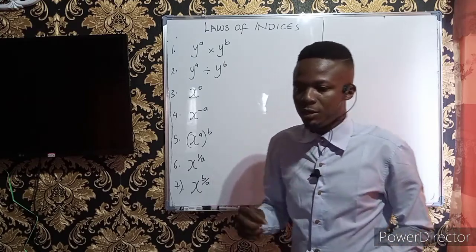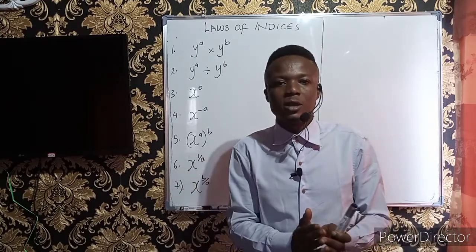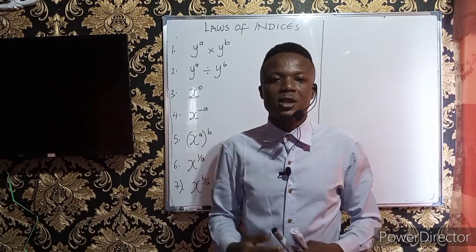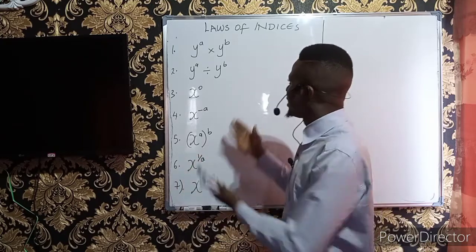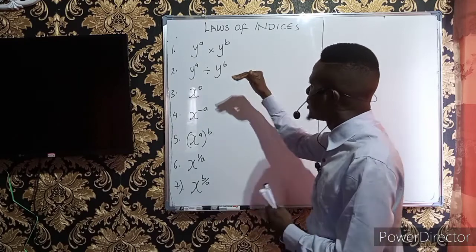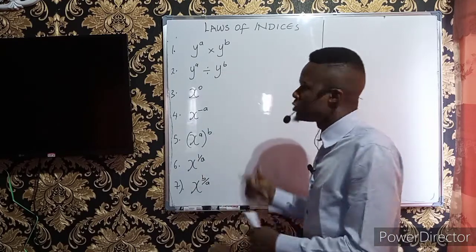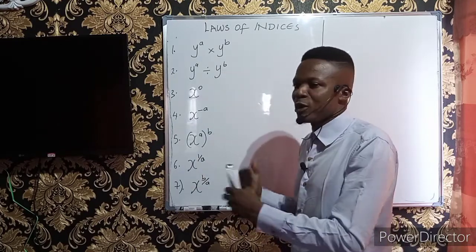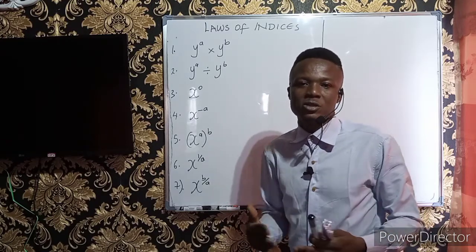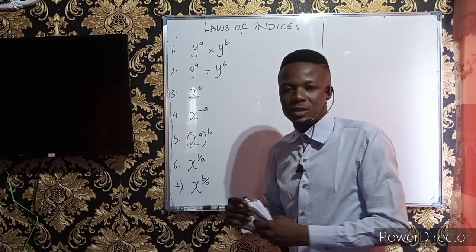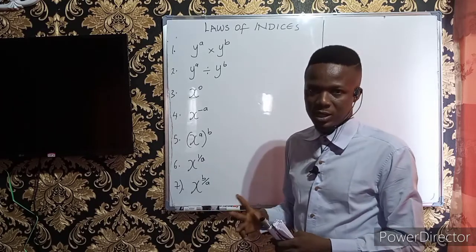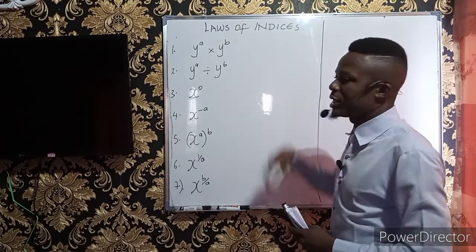Just like on Mount Sinai, Moses was given the Ten Commandments, and whoever disobeys these commandments may not make heaven. Also, indices has its own commandments, and if you fail to abide by these laws of indices, you will go to the hellfire of indices, in the sense that you are not going to do well in indices. So to combat problems in indices, you have to first of all master these laws of indices. A good mastery of these laws will help you to do well when it comes to indices. All right, now these are the laws of indices.